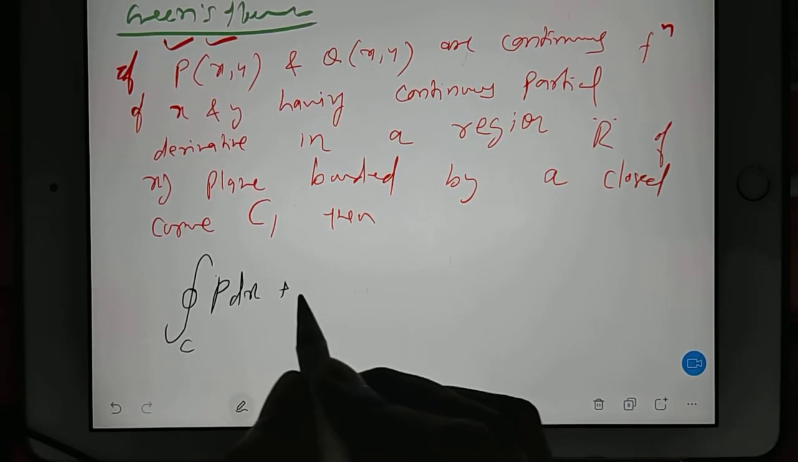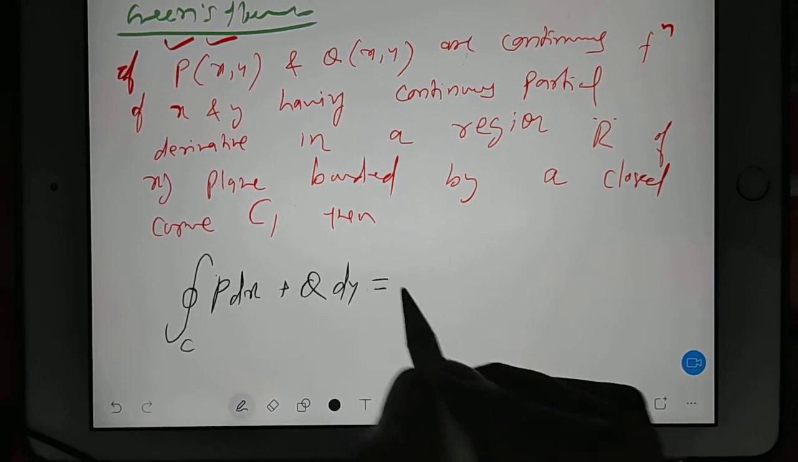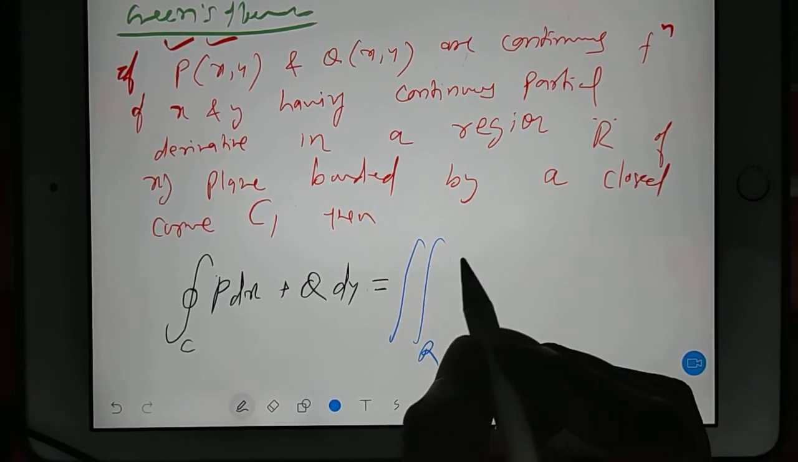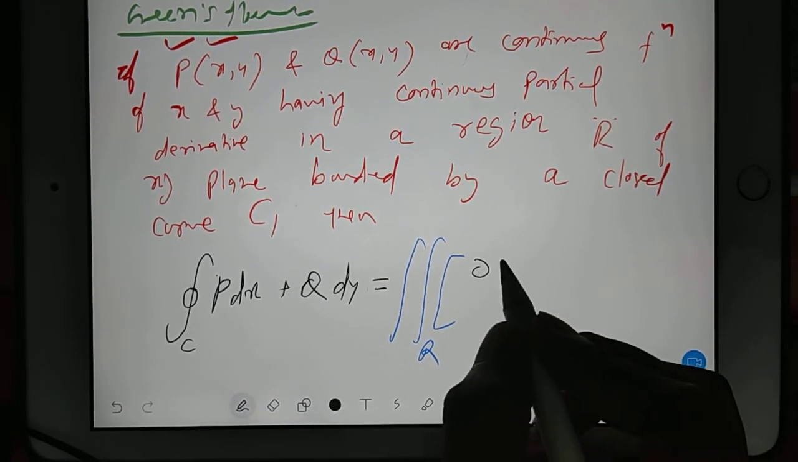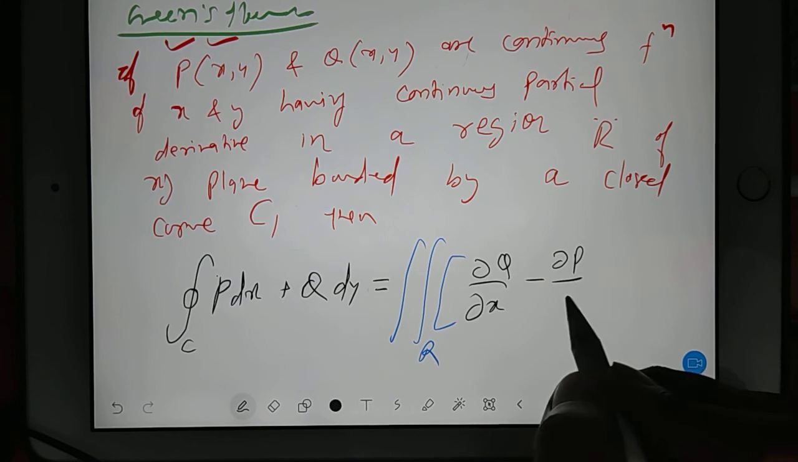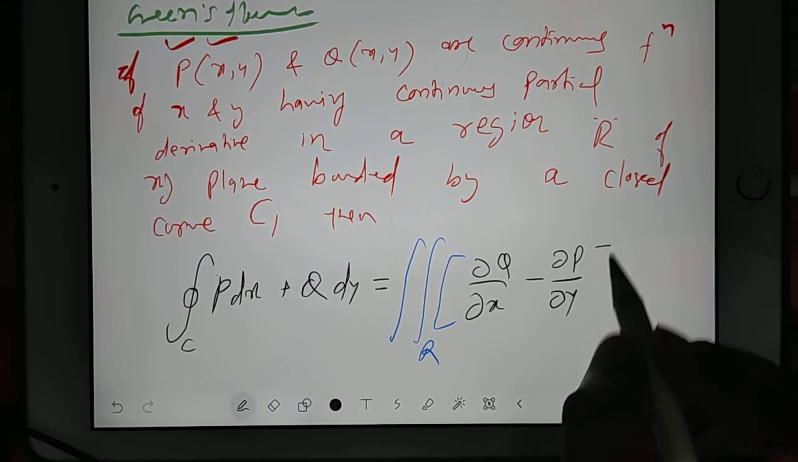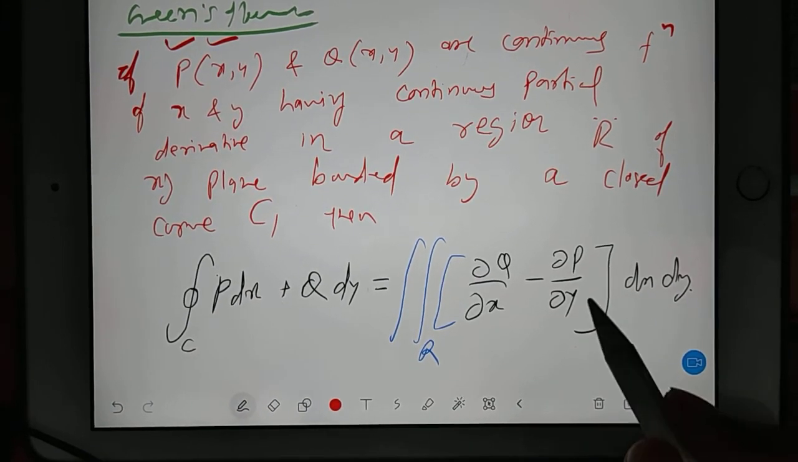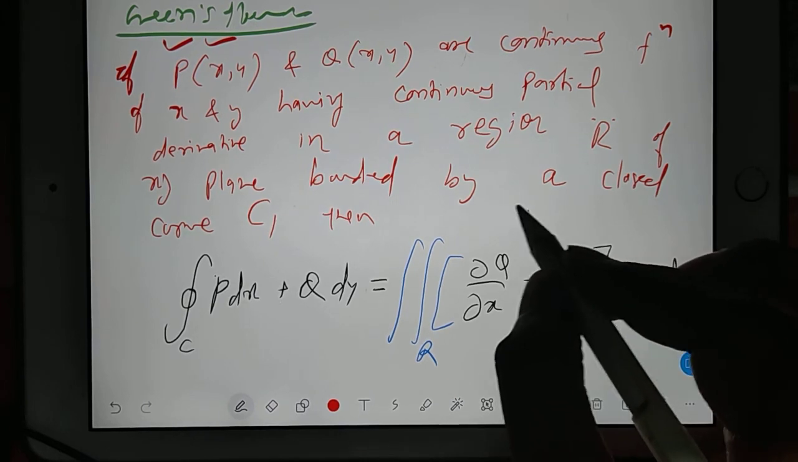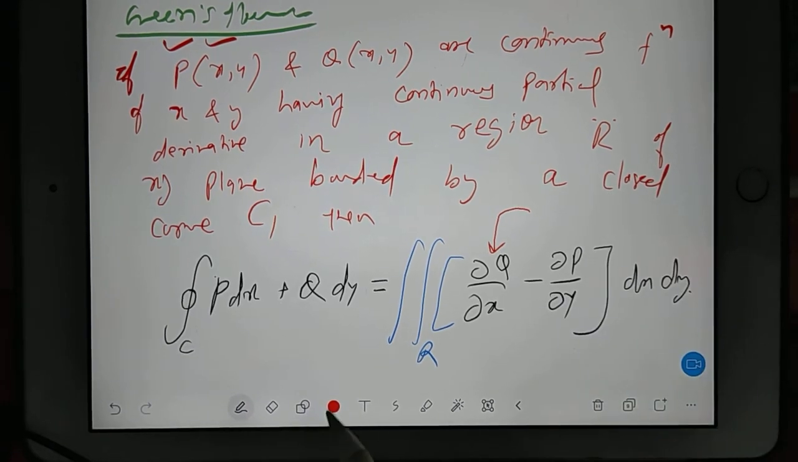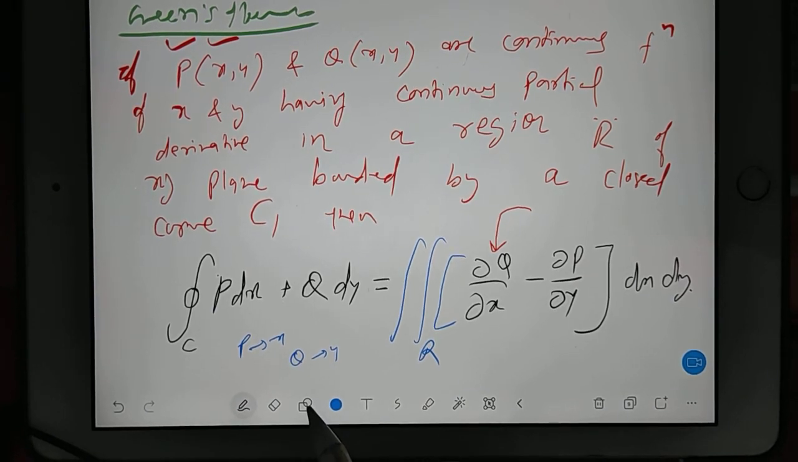of P dx plus Q dy you can write as a double integration for the given region of the bracket ∂Q/∂x minus ∂P/∂y dx dy. Now see, sometimes students forget here that we are going to write ∂Q/∂x or ∂Q/∂y, because mostly in our sense P comes with x and Q comes with y, right? This is what we most often think.